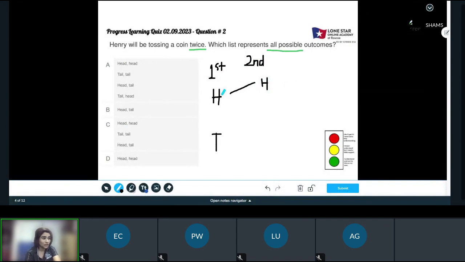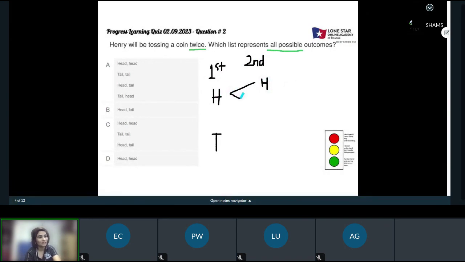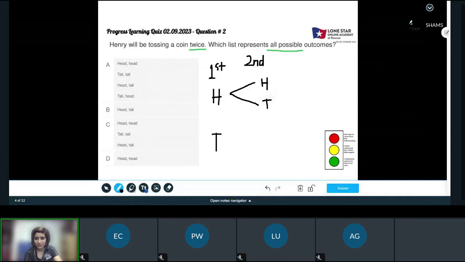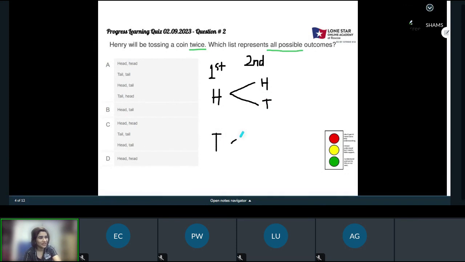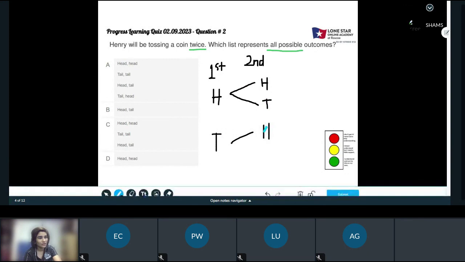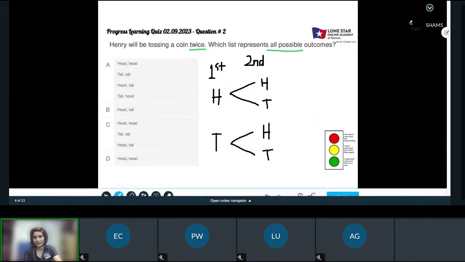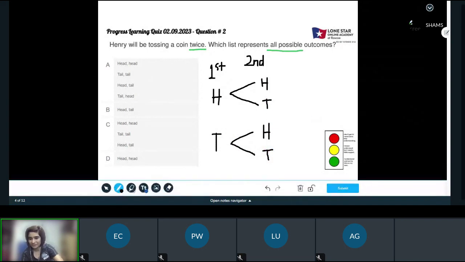Or in the first toss, if he got heads, in the second toss he might get tails. Or if he never got heads, he might get tails in the first toss. Then in the second toss, it is possible he gets heads, or he might get tails. Amy, does it help you see what kind of outcomes you can possibly end up getting? Dion, I agree with you.